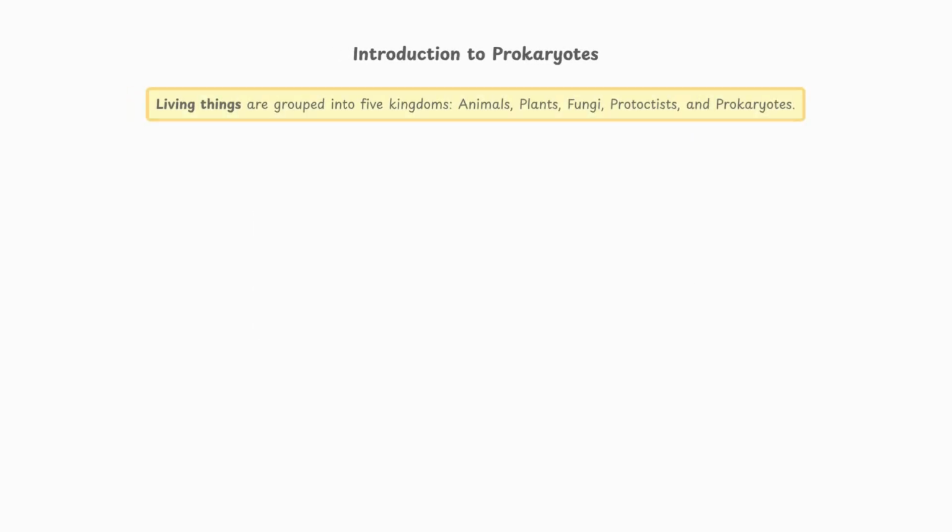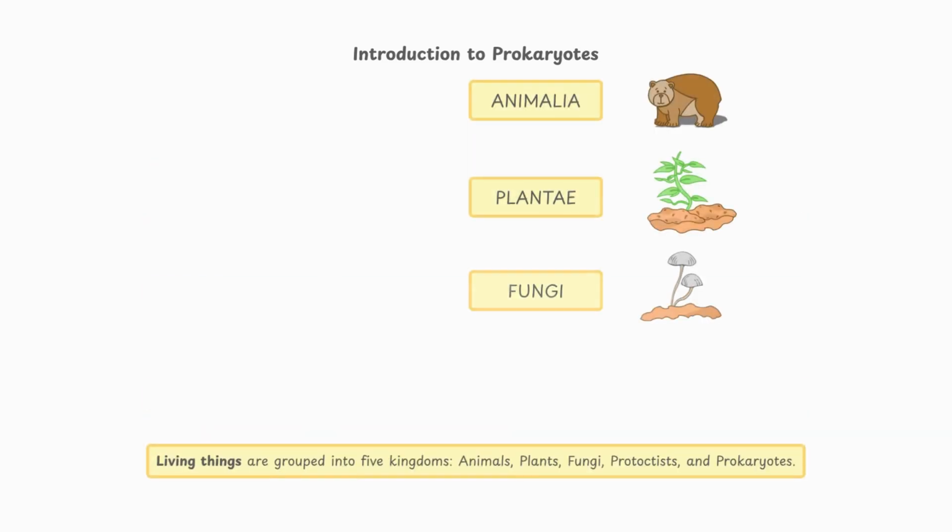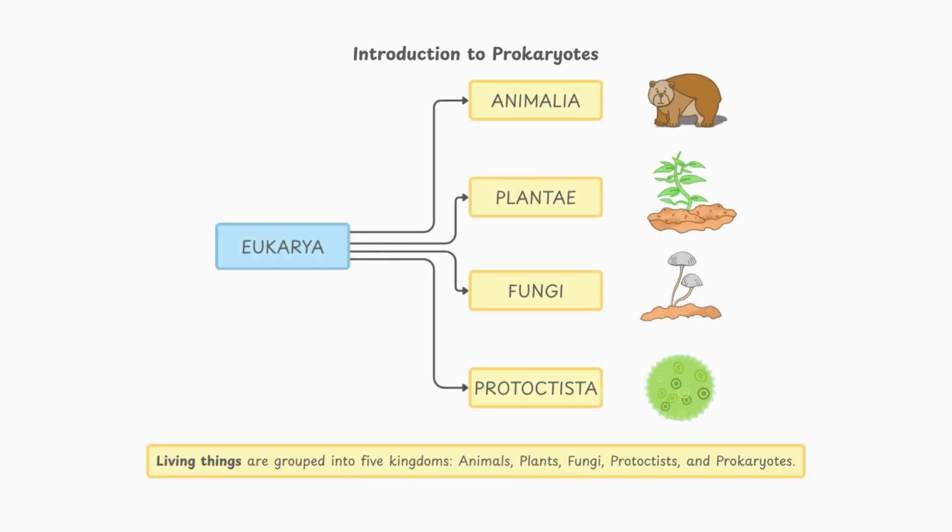Today, we will explore the fascinating world of prokaryotes. All living things are grouped into 5 main kingdoms. These include animals, plants, fungi, protoctists, and prokaryotes. The first 4 kingdoms belong to a larger group called eukarya. These organisms have more complex cells with a nucleus. Prokaryotes, however, are different. They are much simpler organisms with no nucleus and a simpler cell structure.